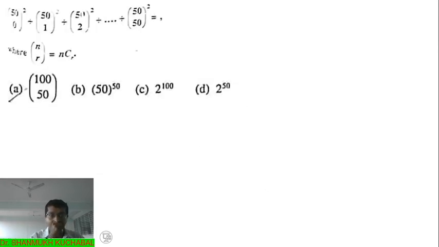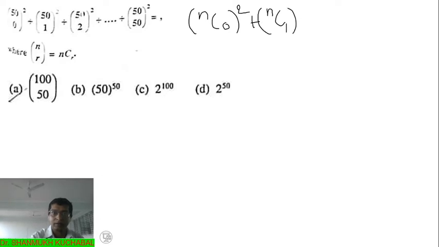We will move to the next example. It is the sum of squares, which is nothing but a combination. This expansion is in the form (nC0) whole square, next (nC1) whole square.